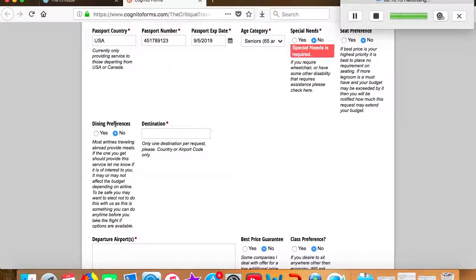So now we're going to talk about dining preferences. Most airlines traveling abroad provide meals. If the one you get should provide this service, it is important that you let me know if it is a specific diet that you have to have. If you are vegan, if you are kosher, if you are halal, whatever your meal preference, this is important for me to know so that when I am booking for you, I can provide a full service package for you.